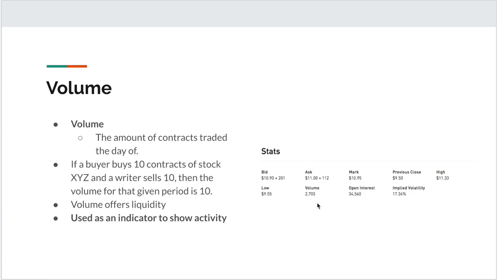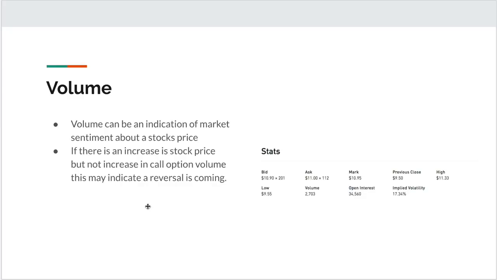Are you looking at the call that's going to expire next week or the call that's going to expire a month from now? Because the call that's going to expire a month from now can very much have a higher volume, indicating what the sentiment of the market is looking at a month from now. Another thing to keep in mind, or actually to just reinforce, is that if there is an increase in stock price but not an increase in call option volume, this may indicate a reversal is coming.